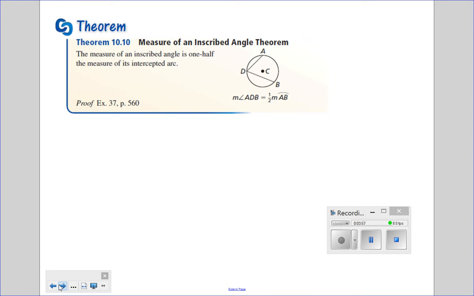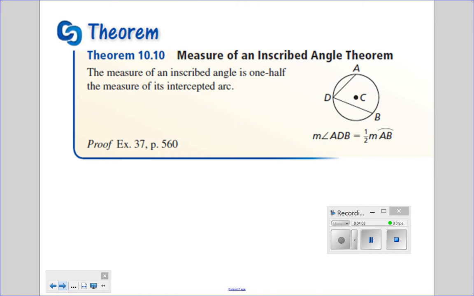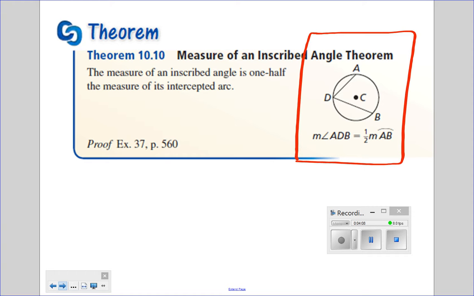Okay. Here's the theorem. Let's get it written down. I want you to for sure write down this area right in here. There's no reason you can't get that down on your paper, where we have the measure of an inscribed angle is 1/2 the measure of its intercepted arc. And that's pretty cool. So we have the measure of angle ADB. The measure of this angle right here is equal to 1/2 the measure of arc AB. And we're going to refer to this as the measure of an inscribed angle theorem.